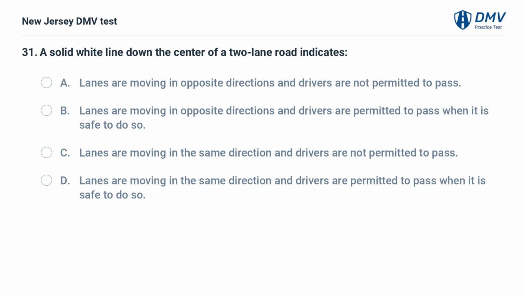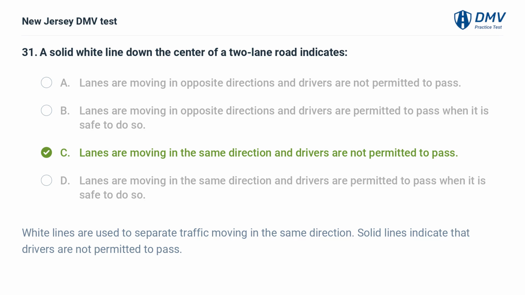A solid white line down the center of a two-lane road indicates: A. Lanes are moving in opposite directions and drivers are not permitted to pass. B. Lanes are moving in opposite directions and drivers are permitted to pass when it is safe to do so. C. Lanes are moving in the same direction and drivers are not permitted to pass. D. Lanes are moving in the same direction and drivers are permitted to pass when it is safe to do so.